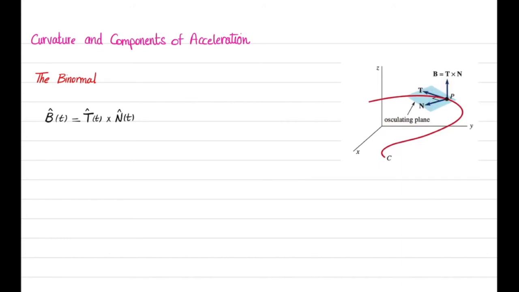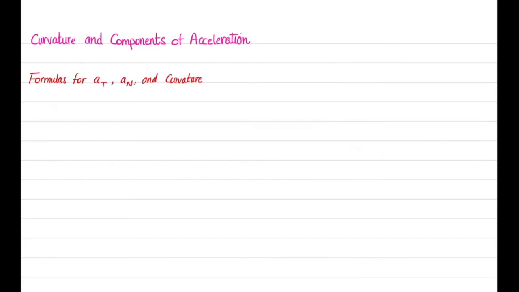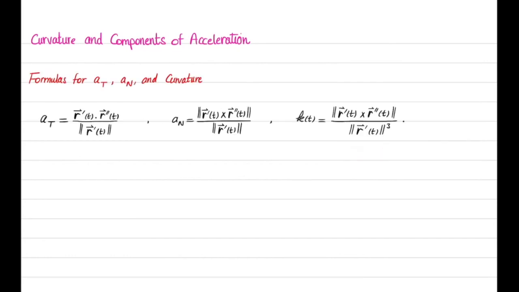So these three orthogonal unit vectors can be thought of as a movable right-handed coordinate system. And this movable coordinate system is referred to as the TNB frame. And we will have these equations. Now we can find formulas for the tangent and normal component of acceleration, and also the curvature, involving r prime and r double prime. So I will write all the equations and then I will prove them.